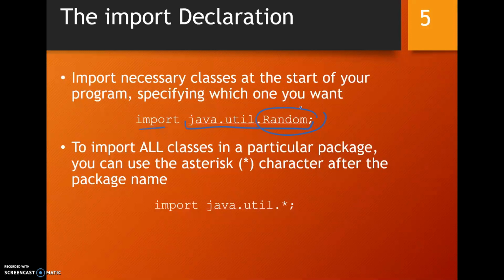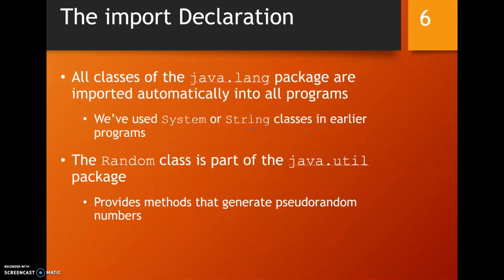However, sometimes you'll be working with a lot of classes within the same package, and in that case, it makes more sense to just do the dot asterisk, so that way it selects all classes in that package. It's important to note that you will never be asked to memorize these statements or the different packages that classes are located within. That's not something that you need to worry about. The classes of java.lang are already imported automatically, and Random, which we're going to learn about today, is part of the java.util package.